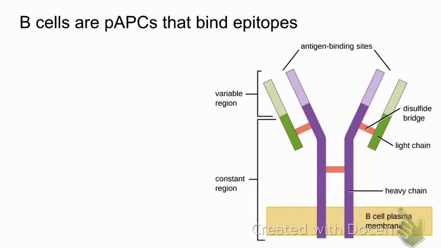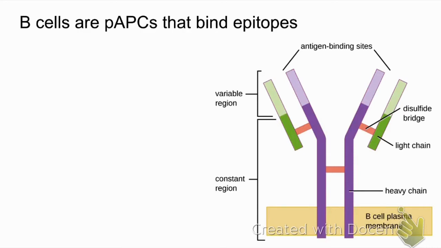Now, one of the really cool things about B cells is not only do they secrete antibodies, but they are professional antigen-presenting cells. And this puts them in the same class as macrophages and dendritic cells. And so what B cells are going to do is that they are going to present antigen on MHC2, and they're going to present it to T helper cells. And in fact, that's how B cells are going to communicate with T helper cells.